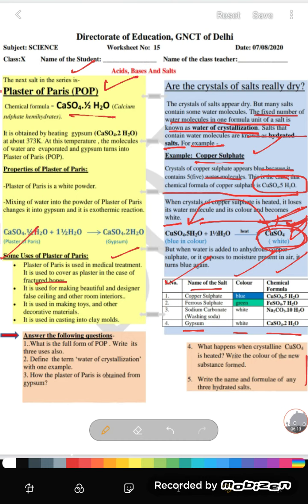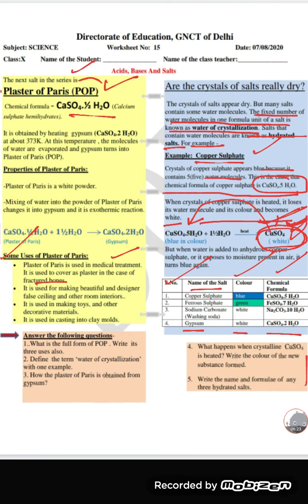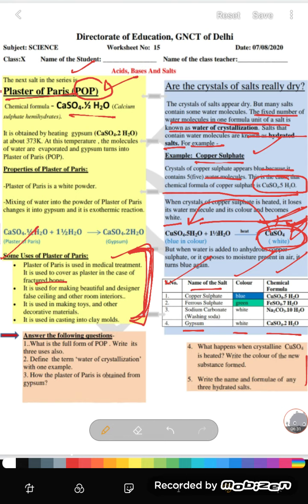Okay, we now have a practice exercise. First, what is the full form of POP, and write 3 uses. Beta, the full form of POP is plaster of Paris, and 3 uses. You can write any one of them, like it is used for fractured bones, making beautiful and designer false ceilings and room interiors, and making toys and other decorative materials.